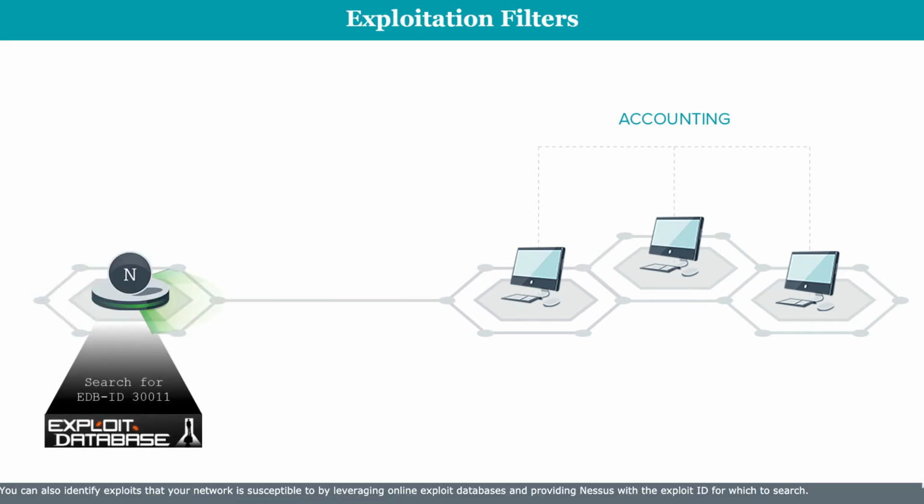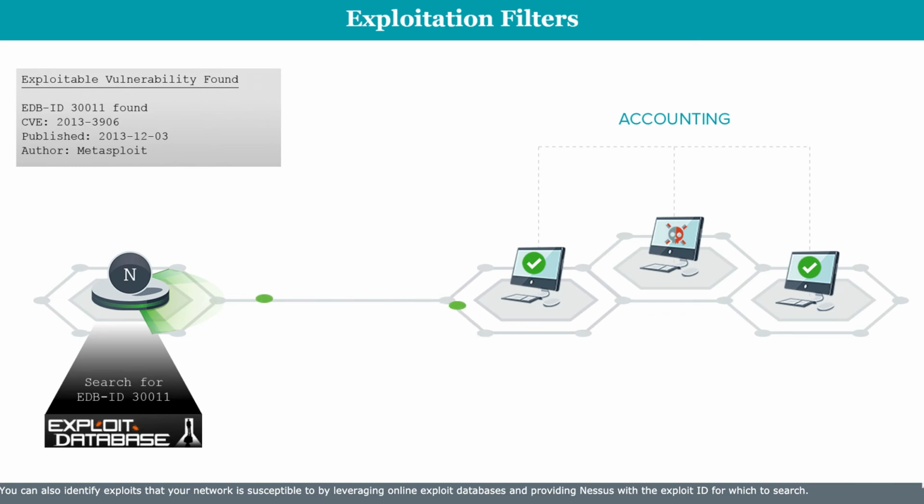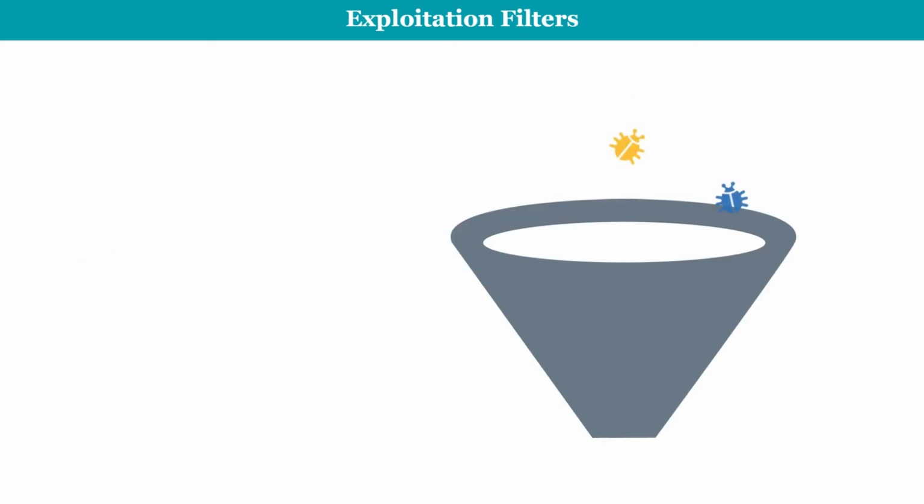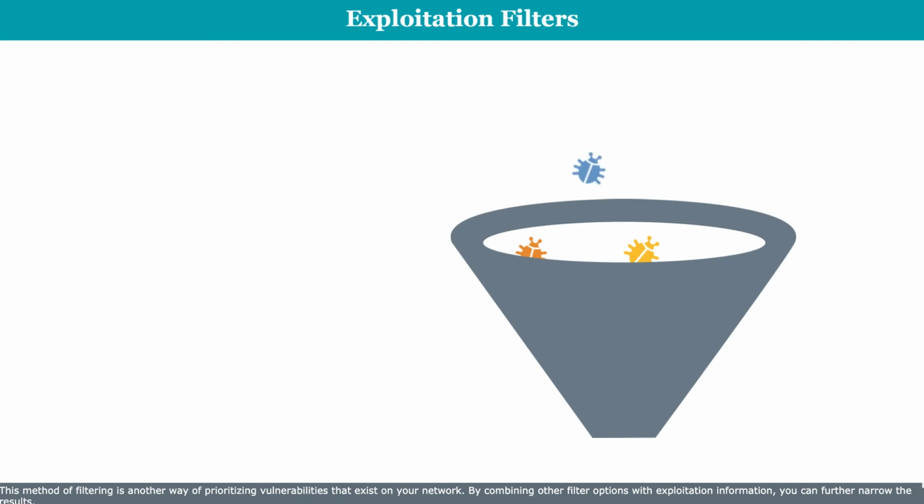You can also identify exploits that your network is susceptible to by leveraging online exploit databases and providing Nessus with the exploit ID for which to search. This method of filtering is another way of prioritizing vulnerabilities that exist on your network.